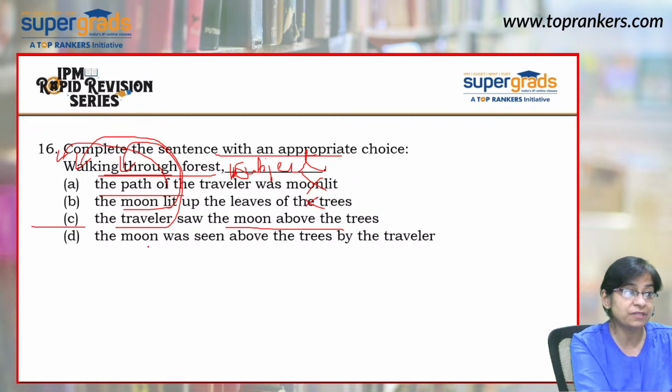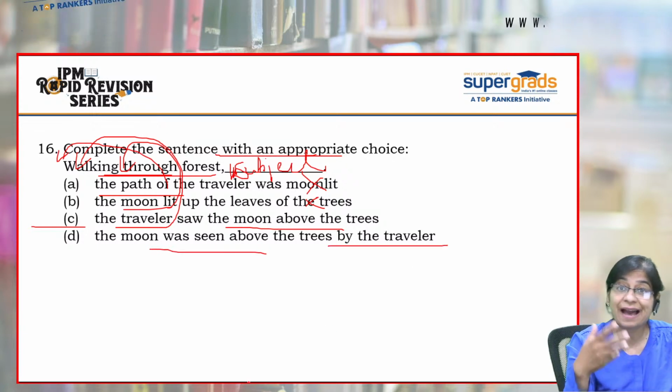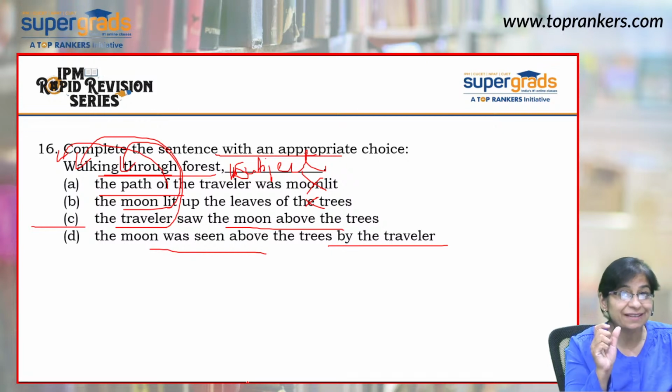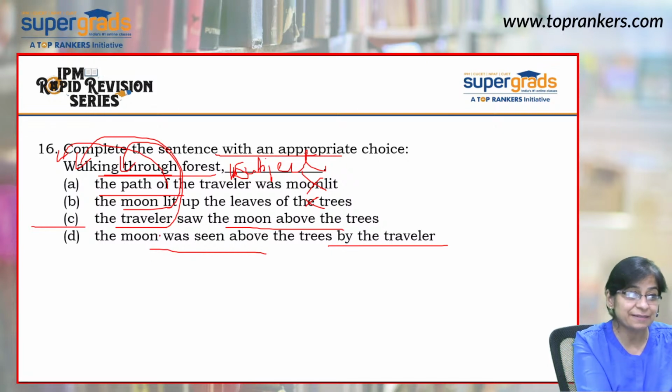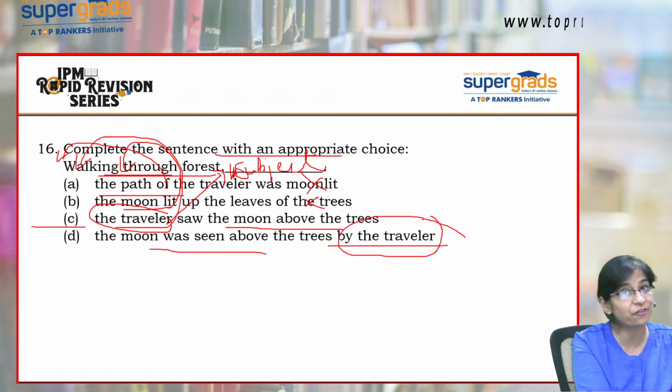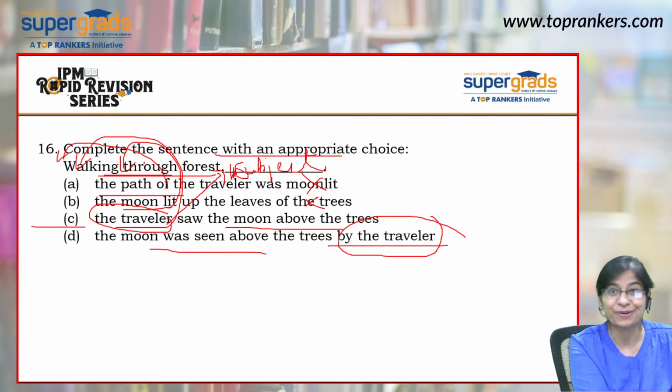Now, how about D? The moon was seen above the trees by the traveler. Well, there's hardly a difference in option C and option D. But the main difference is that here, if I choose option C, I'll be placing the subject right next to the modifier, and here I'll be placing it far away from what walking through the forest is modifying, right? So yes, you guys are right. Your answer is absolutely right. It would be C.